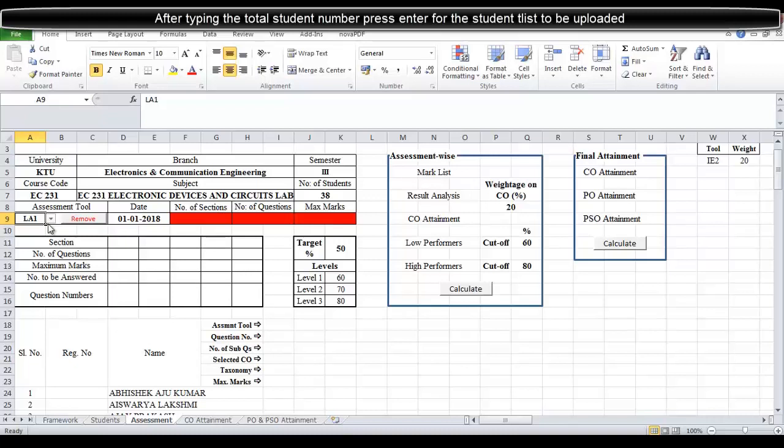Now I am having 2 experiments under LA1 which targets CO1. I can write the date on which I am going to make this sheet. Right now I am not going to change it. Then the number of sections. So I will take only one section. The number of questions is going to be the number of experiments that I am going to have, which are, in my case, it is 2 experiments targeting CO1.